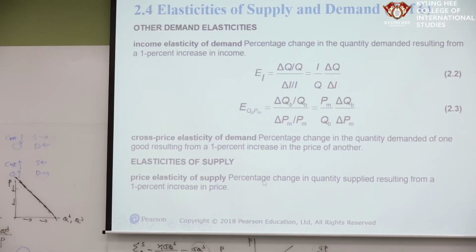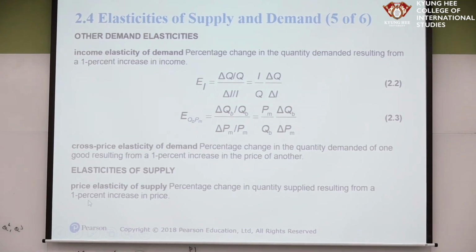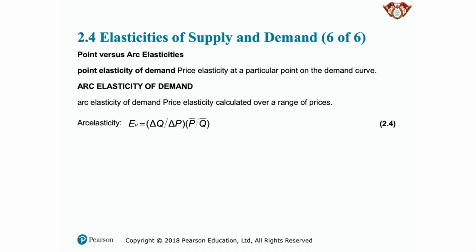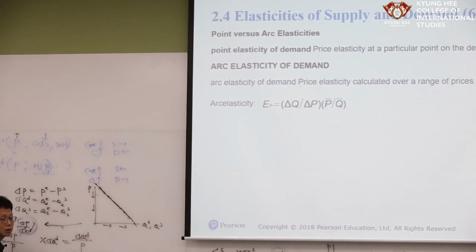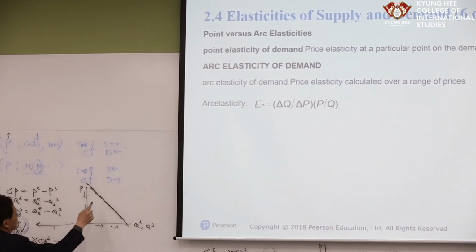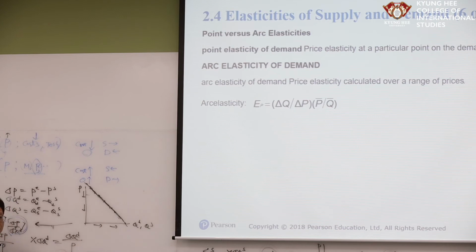Price elasticity of supply is the percentage change in quantity supplied resulting from a 1% increase in price, right? Point versus arc elasticity. Point elasticity of demand is the price elasticity at a particular point on the demand curve, right? So elasticity at this point or this point, like this. But arc elasticity is when you are moving from here to here, and then we can calculate it in this range, right?